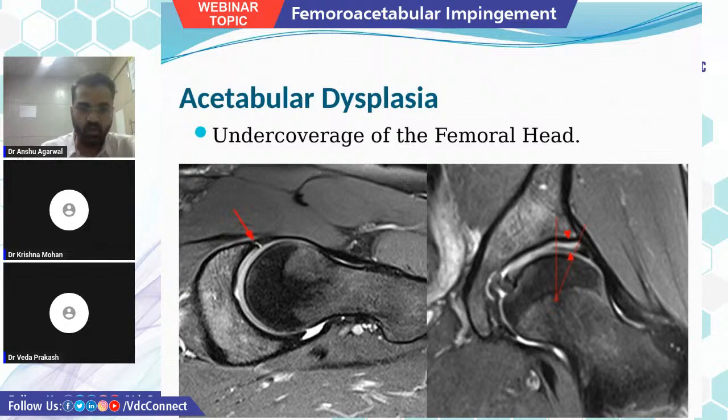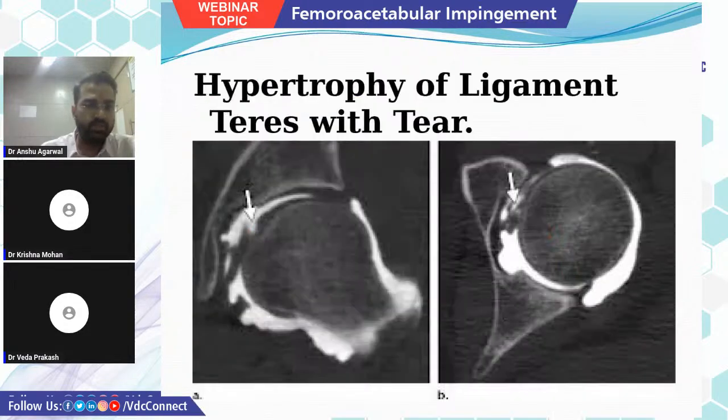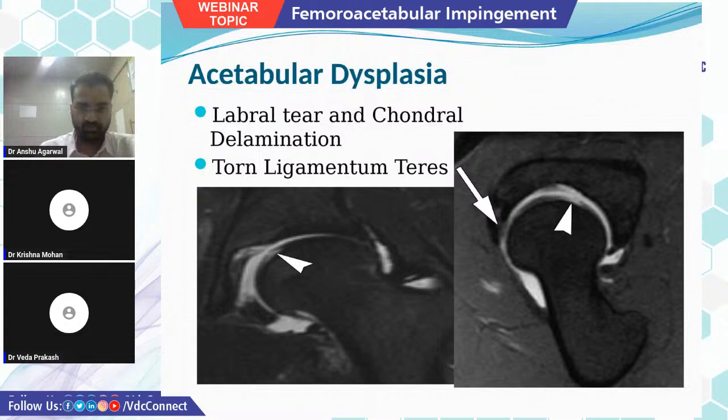With this, what happens is that the ligamentum teres, which tries to restrict the head of the femur from going out of the acetabulum, becomes hypertrophied, and in some cases, as we can see, there's a tear in the ligamentum teres also. Now again, we can see the patient. In this patient, we can see there is a chondral defect in the superior aspect of the femoral head, and this is a delamination of the chondrum or a carpet lesion of the acetabulum. In this second image, we can see there is a small tear in the anterosuperior part of the labrum.